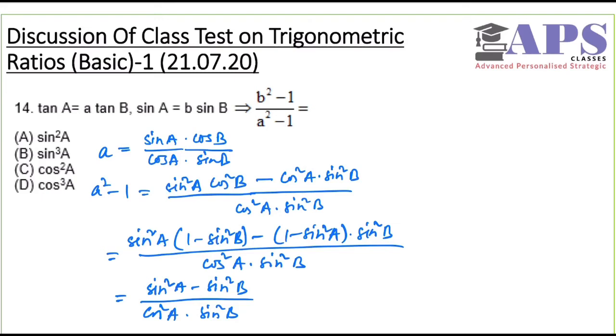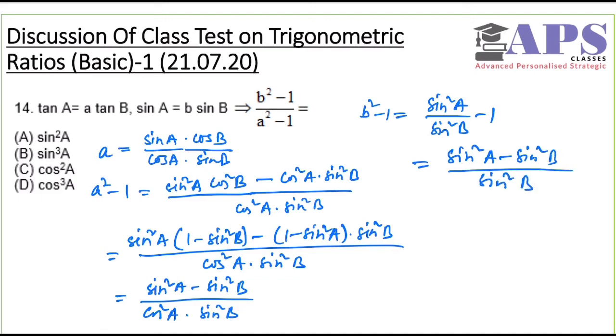Now let us see what is our b square minus 1. That will be sin square a by sin square b minus 1, which is sin square a minus sin square b by sin square b. Now if I look at this expression here for a square minus 1, this thing is nothing but b square minus 1. So it is b square minus 1 by cos square a. And now if I simplify it, I will get that expression as cos square a. So option C is correct.